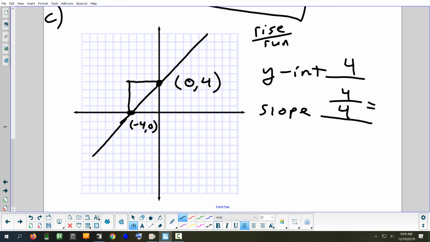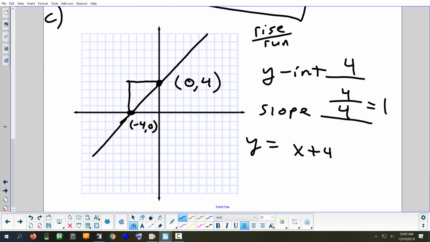So what's my slope here? 1. Okay, this is an example where the slope reduced. If you can reduce it, you always should. So your y-intercept is 4, and your slope is 1. Who can tell me what the equation would be for that line? Y equals x plus 4.